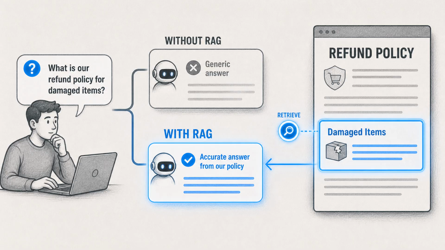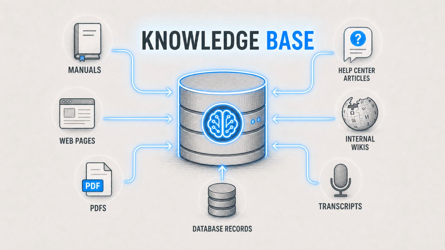Imagine asking an AI assistant, "What is our refund policy for damaged items?" Without RAG, it might give a generic answer. With RAG, it can search the company policy page, pull the relevant section, and write a response based on that source. The information RAG searches is often called a knowledge base. It can include manuals, web pages, PDFs, help center articles, internal wikis, transcripts, or database records. The key is that the system needs access to trustworthy material.